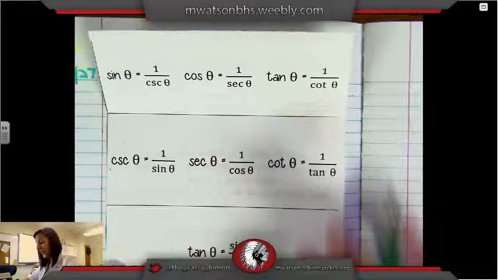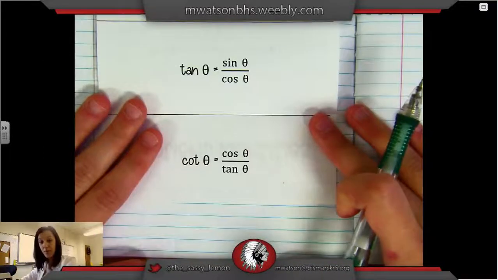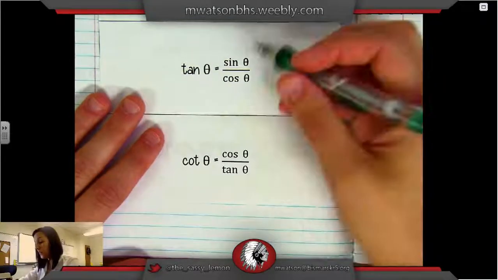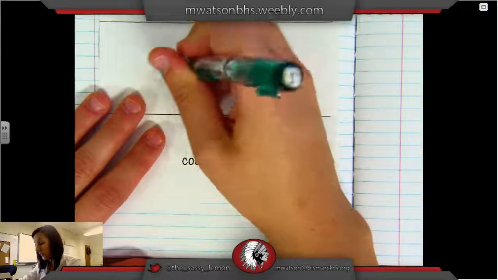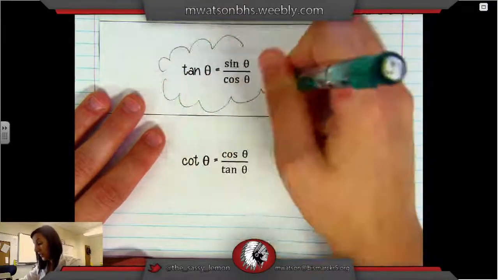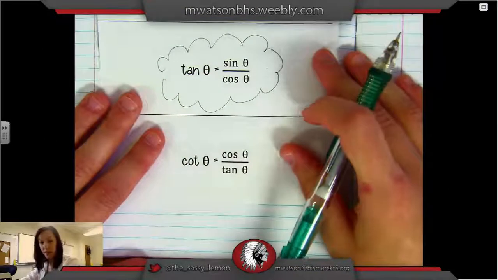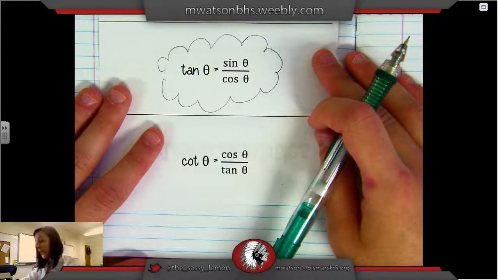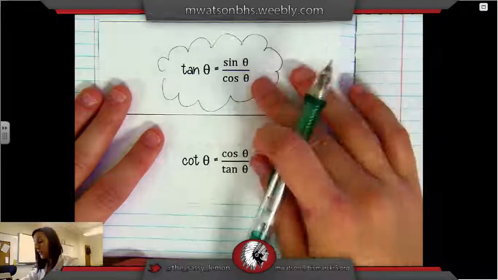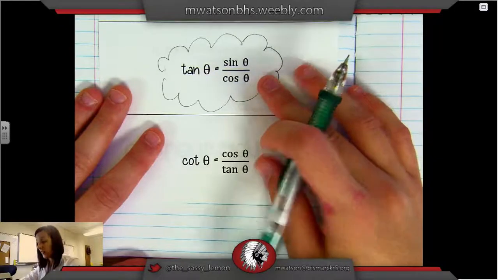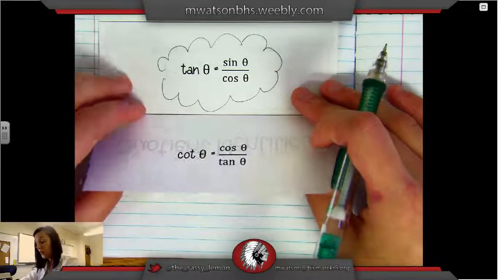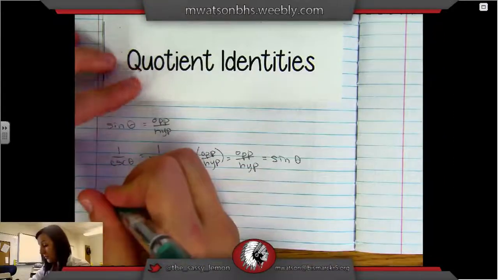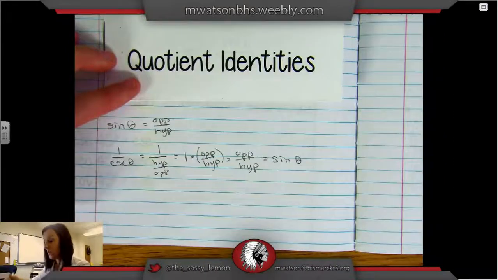The quotient identities, these you'll run into a lot more actually than the reciprocal identities. This one is a big deal. Okay, we're going to use it right off the bat in this very lesson. Tangent of theta is equal to sine theta over cosine theta. And this works in a similar fashion as the one that we just did. If we want to prove it, let's do that down here. So let's start with the right hand side and work our way to the left.